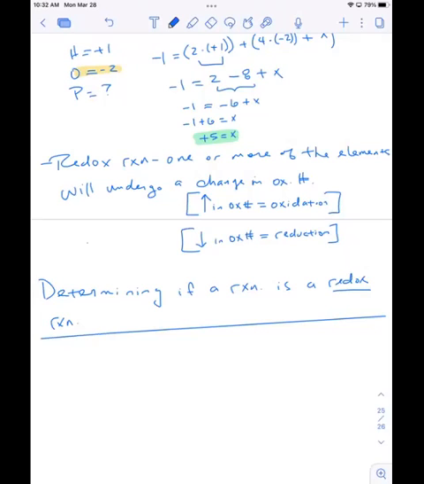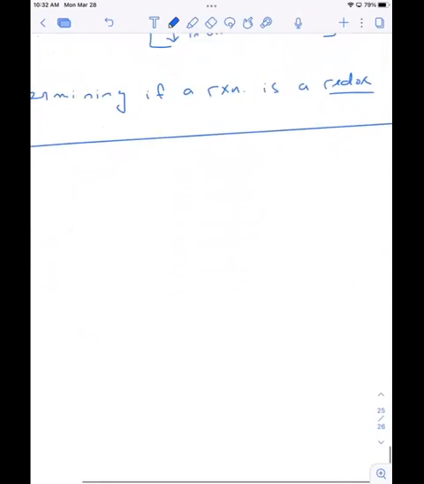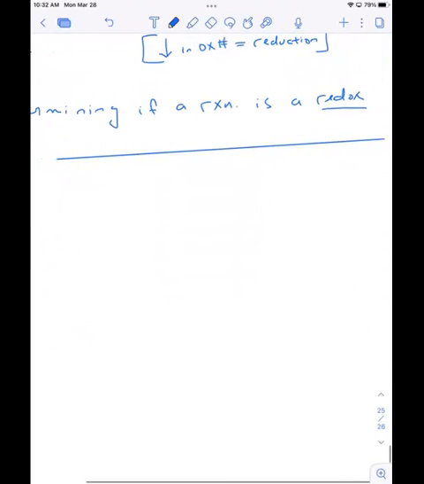All right, so let me give you some examples of how to determine whether or not an oxidation or reduction actually took place. Let me give you this example first. We're not going to calculate oxidation numbers for this example. We're actually just going to look and evaluate it.